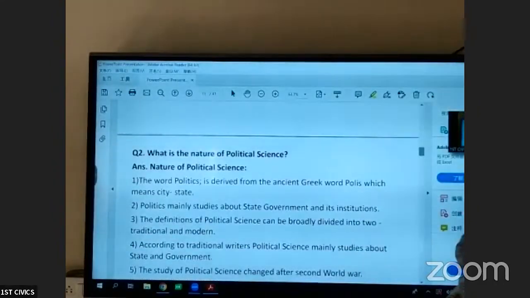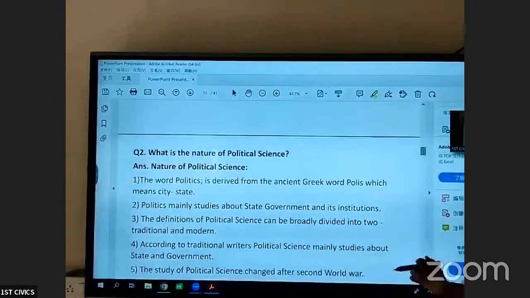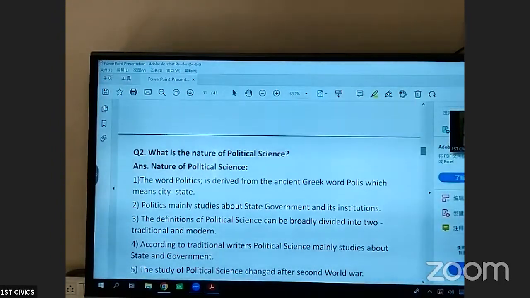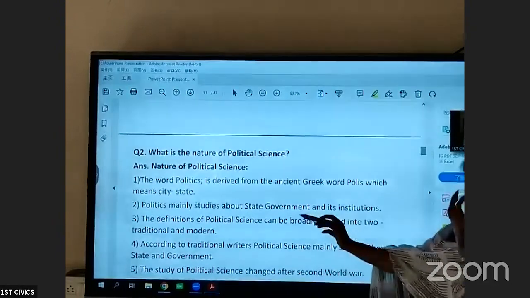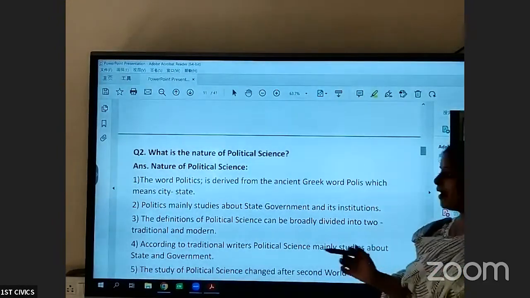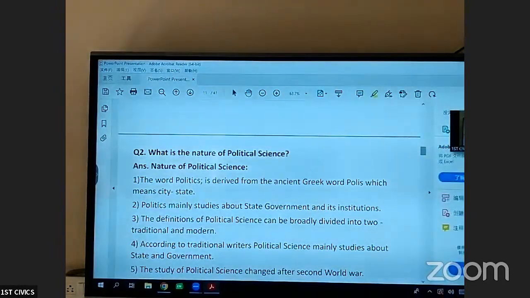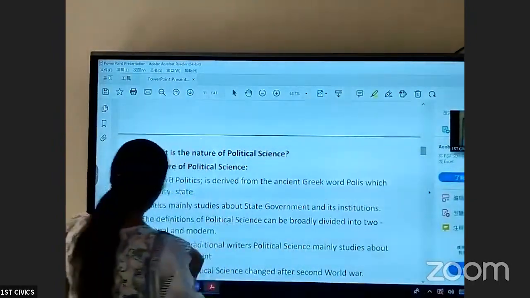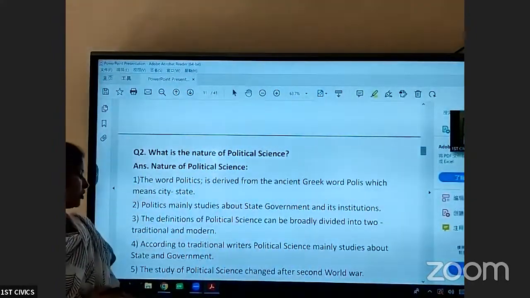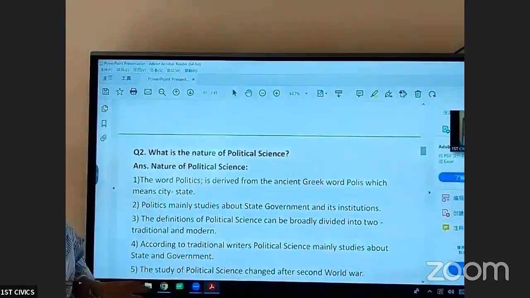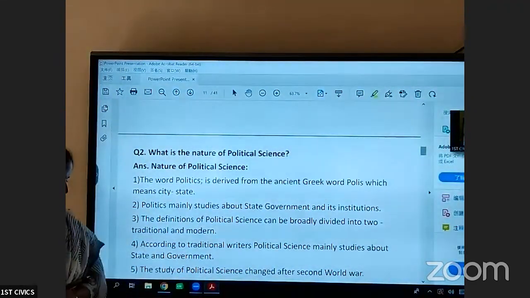Next is the nature of political science. The word politics, as I told you, is derived from the Greek word polis, which means city-states. So politics mainly studies the state, government, and its institutions. We divide the definitions of political science into two: traditional definitions and modern definitions. According to traditional writers, political science mainly studies the state and government.